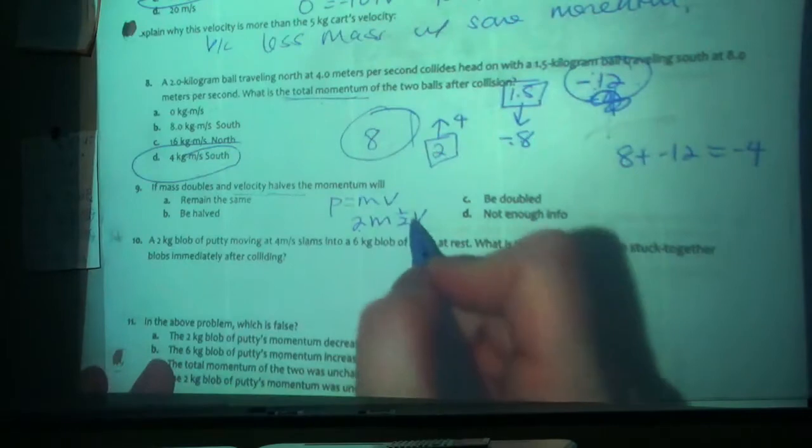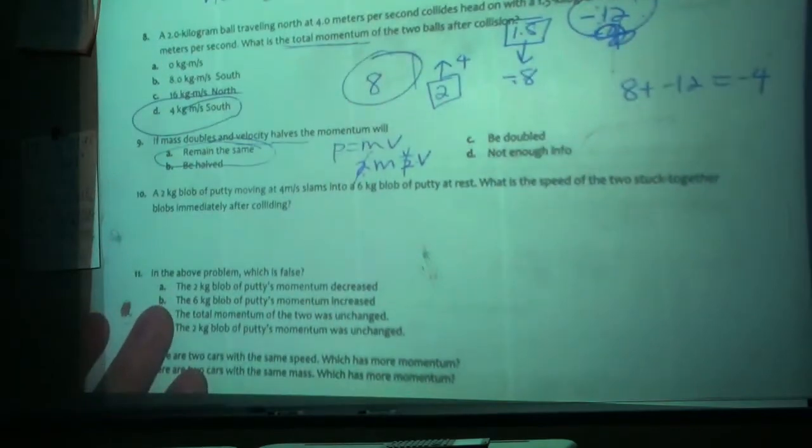If my mass doubles and my velocity halves, what will the momentum do? So P equals mv. If I have twice the mass and 1/2 the velocity, well, doubling and halving cancel each other out, so it actually stays the exact same. A 2 kilogram blob of putty is moving at 4 meters per second.